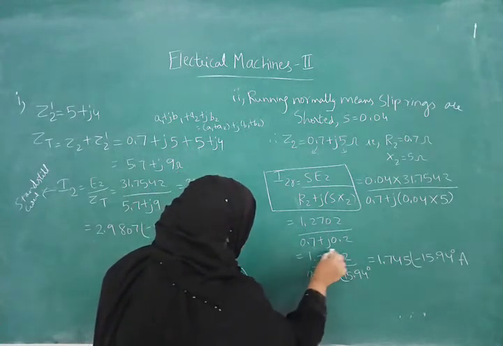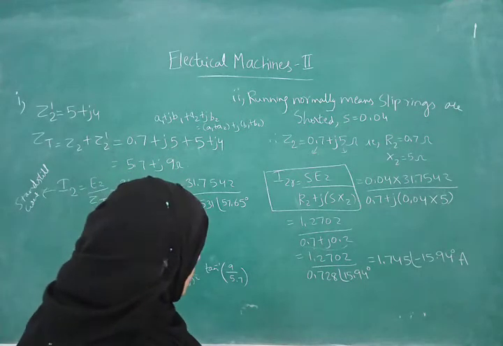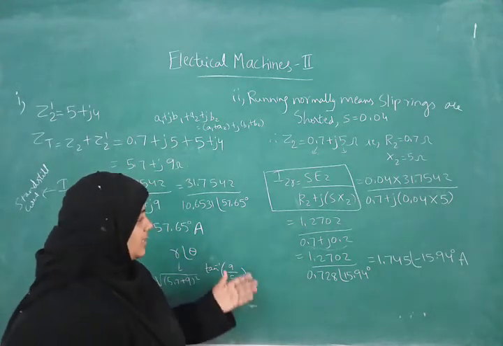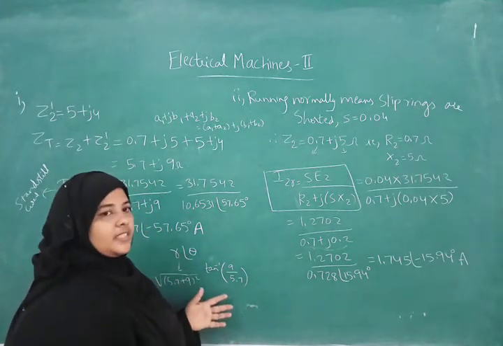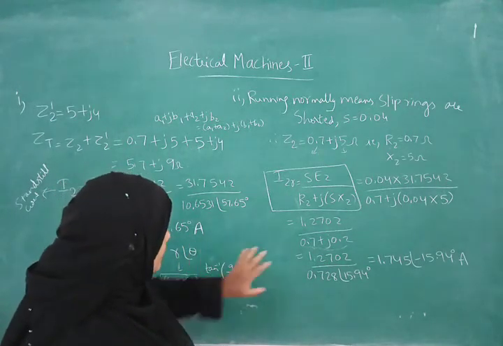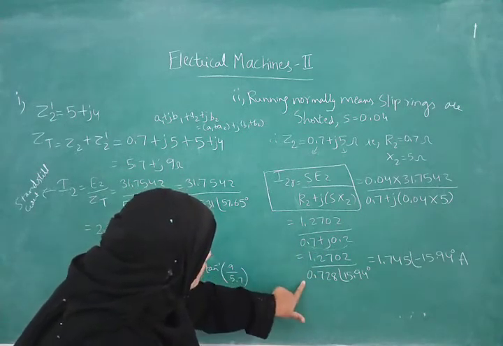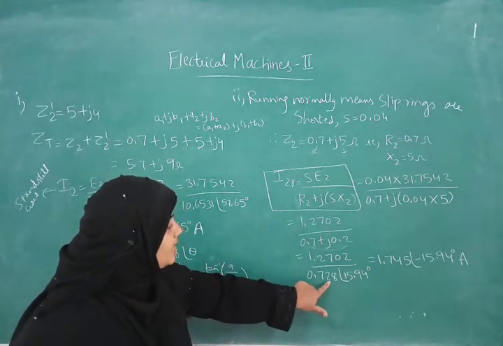Again I am converting this 0.7 plus j0.2 into polar form, for division purpose. Why are we doing this? Because multiplication and division are convenient to do in polar form, while addition and subtraction are to be done in rectangular form. So 0.7 plus j0.2 converted to polar form becomes 0.728. This is the magnitude.